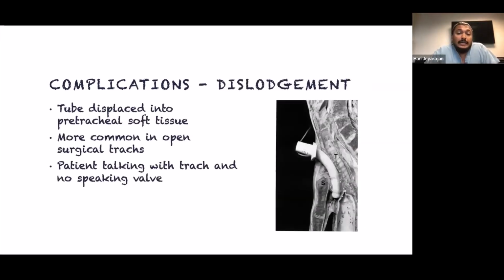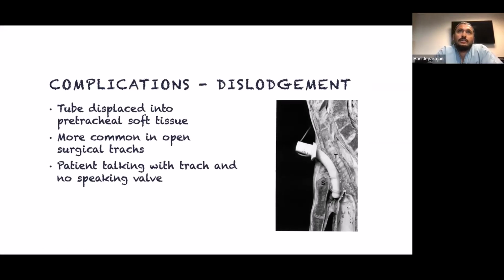The next most, well, I wouldn't say the next most common, but the next most significant trach complication is that of dislodgement. That is when a trach is displaced into the pretracheal soft tissue. So here you can see a sagittal section. You can see the sternum here. You can see the rings of the trachea here. And you can see that the tube is now sitting between the trachea and the sternum in the pretracheal tissues. And this is a significant complication.